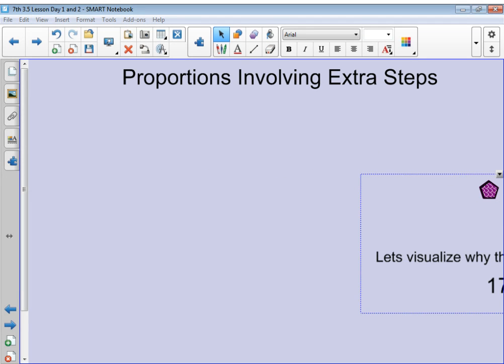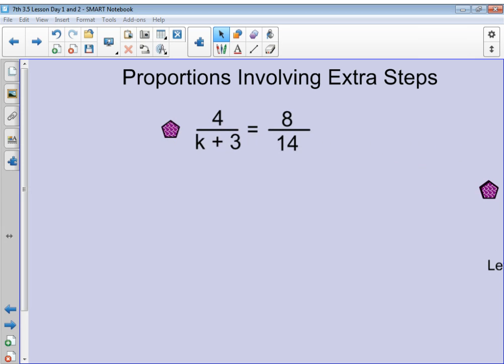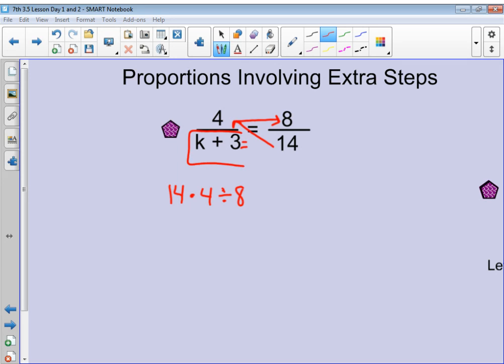Okay, but we're going to change it up a little bit and have numbers with letters. So here's our first one. We're going to do our cross products, still cross multiply, and then divide by the one that does not have the letter involved. So on my calculator, I'm going to punch 14 times 4 divided by 8. That's going to give me what this has to equal. I'm going to write this down: k plus 3 equals, and behind that equal sign I write the answer. 14 times 4, divided by 8, gives me 7. So I just found out that k plus 3 equals 7.